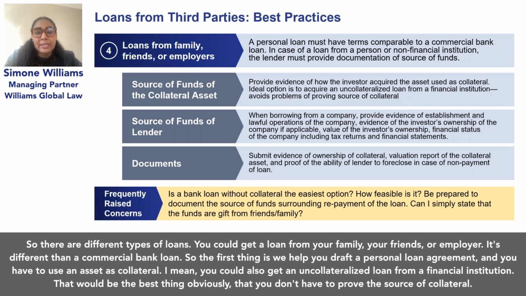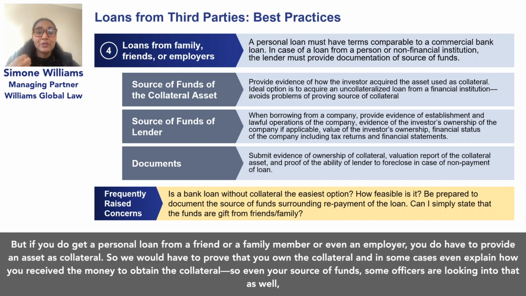So the first thing is when we help you draft a personal loan agreement, you have to use an asset as collateral. I mean, you could also get an uncollateralized loan from a financial institution. That would be the best thing, obviously, since you don't have to prove the source of collateral. But if you do get a personal loan from a friend or a family member, or even an employer, you do have to provide an asset as collateral.